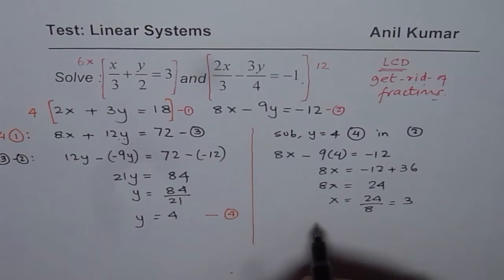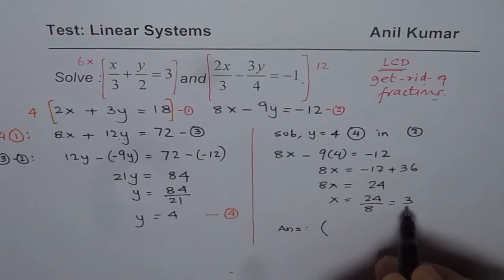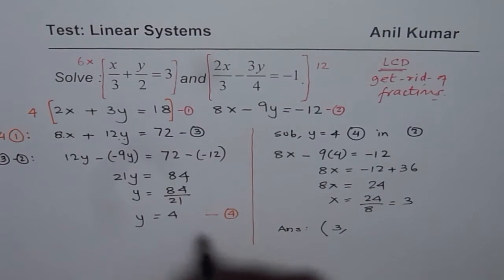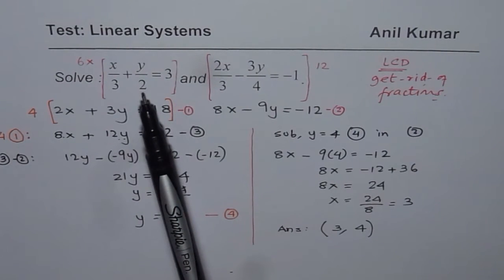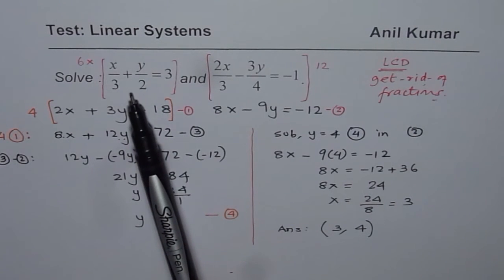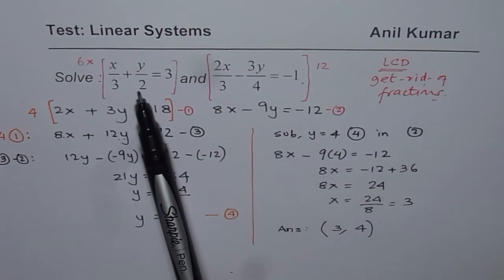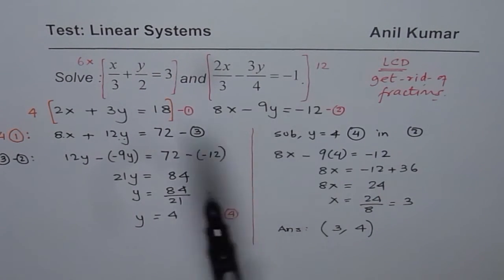Therefore, the point of intersection is our answer, and this is the coordinate point where the x value is 3 and the y value is 4. So that becomes the answer for this particular question. I hope the method is absolutely clear. The first step is to rewrite the equations without fractions. We got rid of fractions by multiplying each term by their lowest common denominator. 6 was the lowest common denominator for the first equation, 12 for the second.